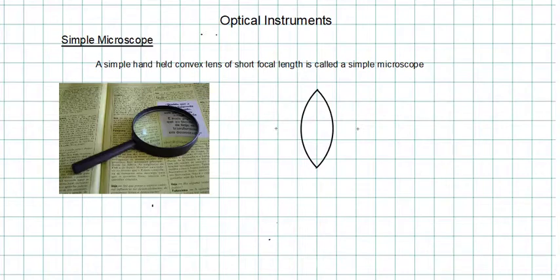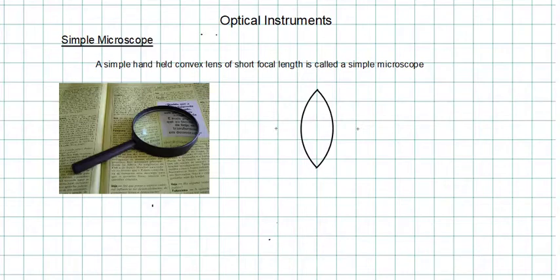Watch manufacturers also use this to see tiny watch parts and fix them. So, these are some applications of the simple microscope, and there are infinite applications. You can find a few more on your own. Now, in the next part of this video, we will find out the magnification capability of the simple microscope.